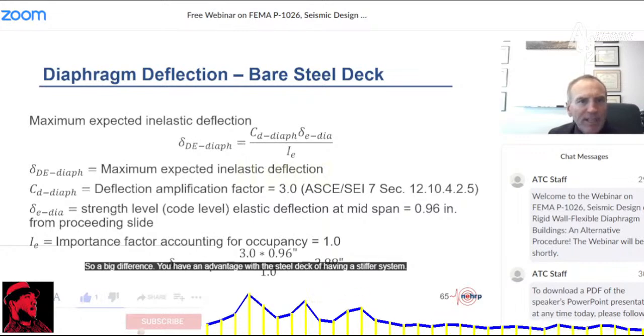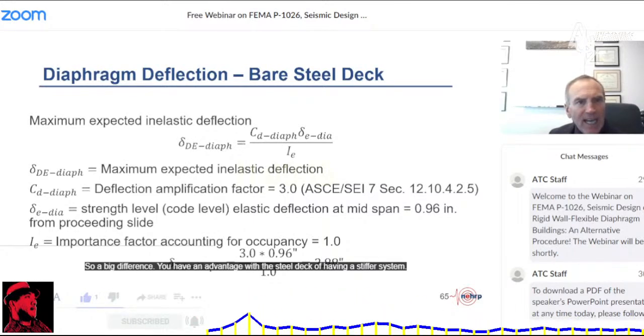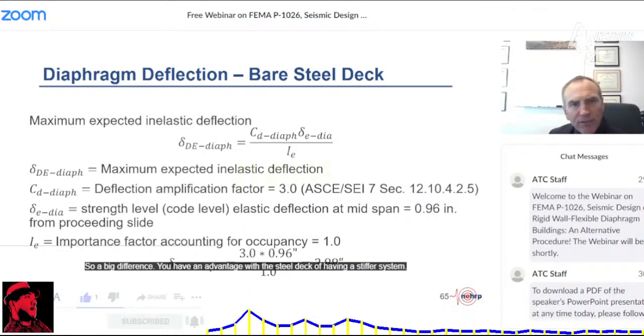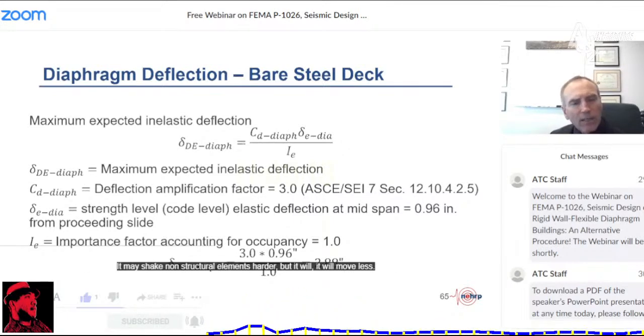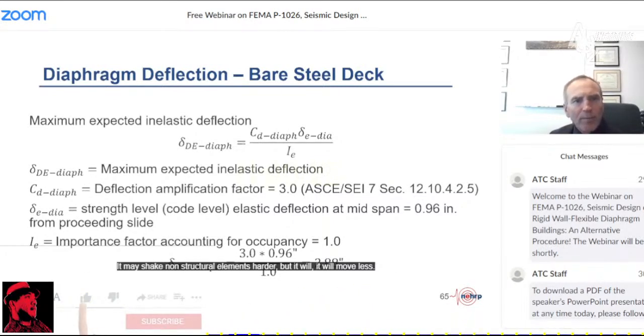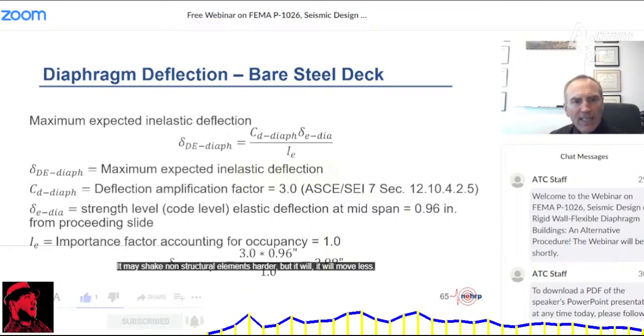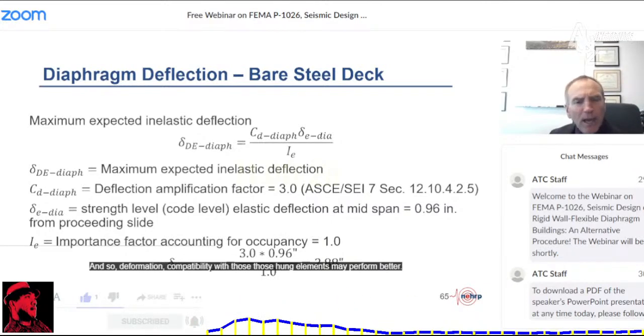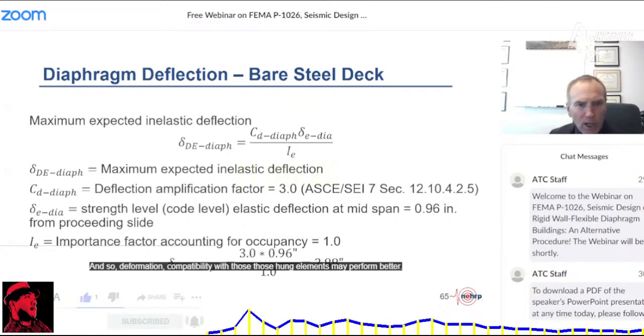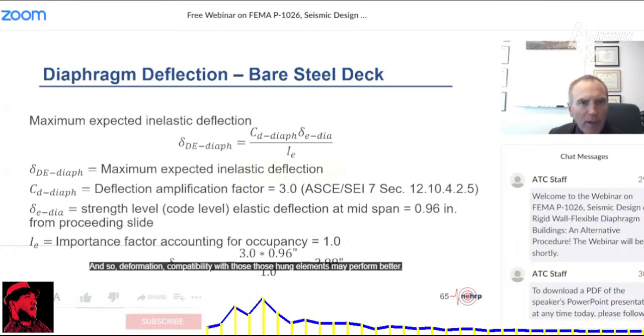So you have an advantage with the steel deck of having a stiffer system. It may shake non-structural elements harder, but it will move less, and so deformation compatibility with those hung elements may perform better.